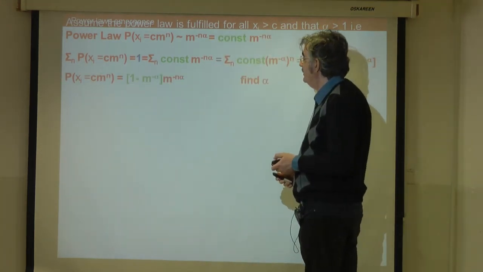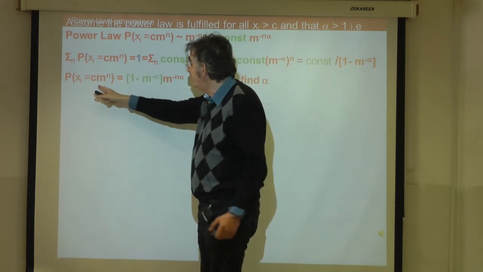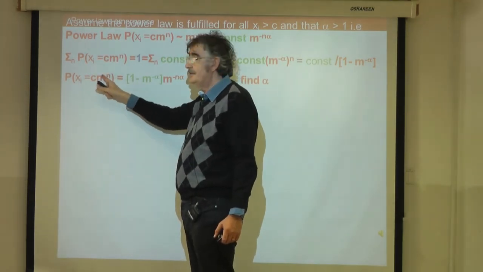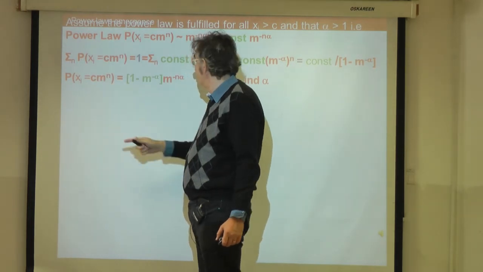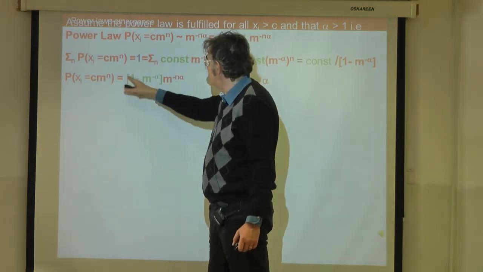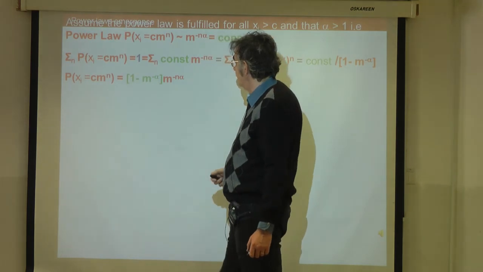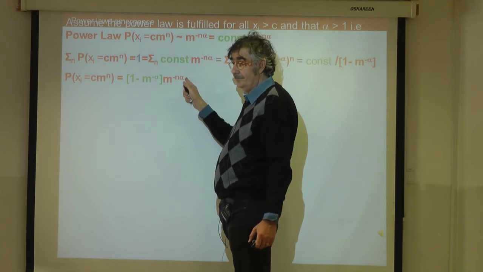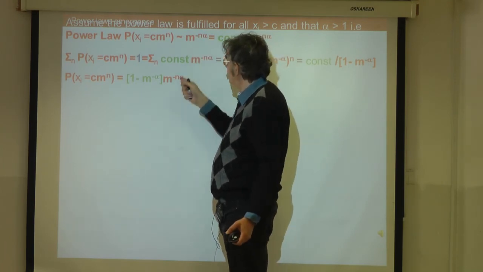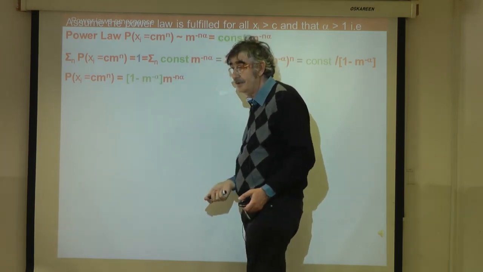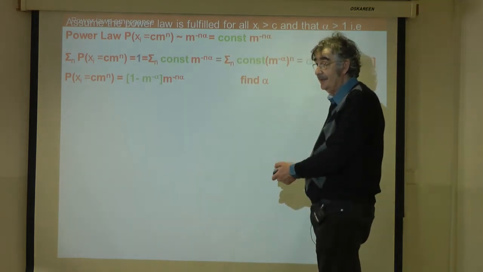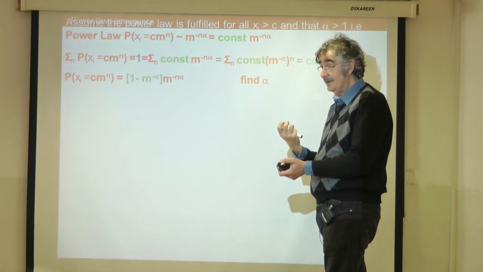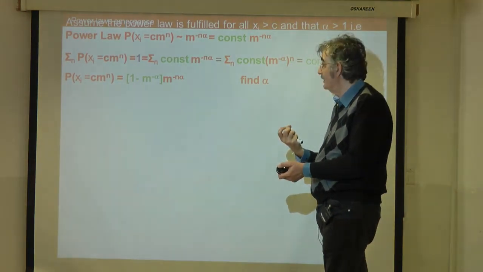From now on, I work with probabilities. The probability that one of the x's will be equal to c times m to some value n is equal to this normalization factor, this constant, times m to the minus n times alpha. Like before. The only thing is this green thing here. It's not very important, but I'm trying now to extract very exact things. So I need real probabilities.